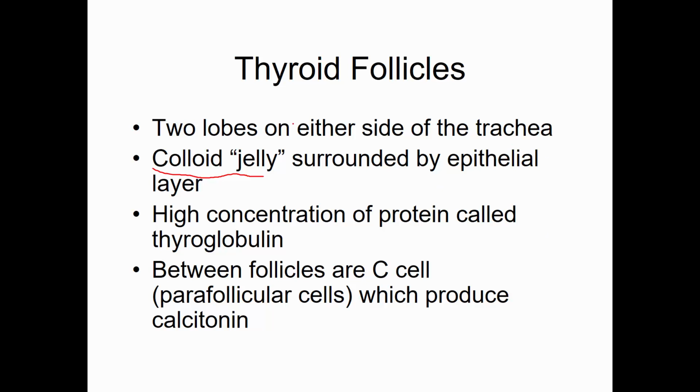And that jelly substance, that colloid substance, is made of a protein called thyroglobulin. It's a huge protein that's basically little thyroid hormone. They're all linked up together. In between the follicles are some things called C cells, and these C cells produce a hormone called calcitonin, which, as the name implies, has something to do with calcium metabolism.